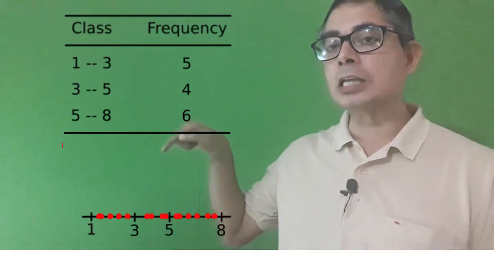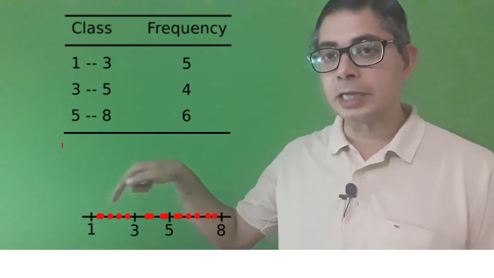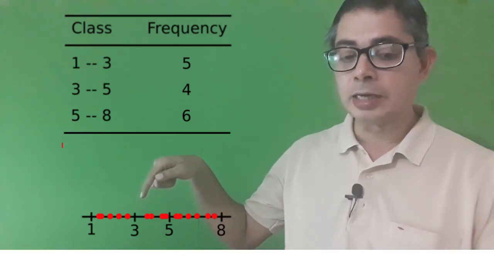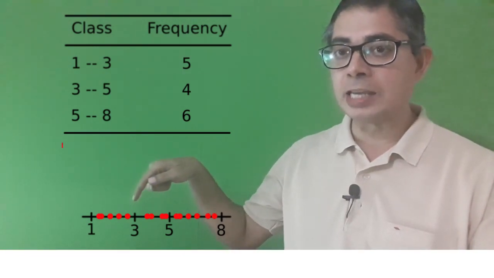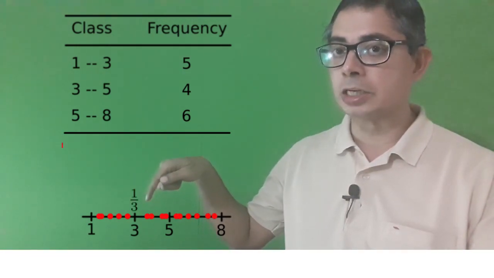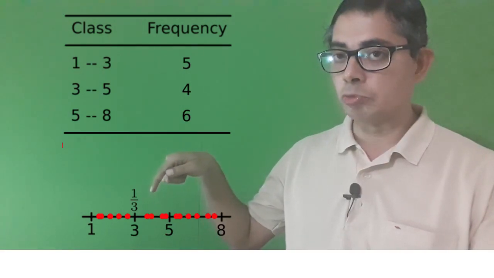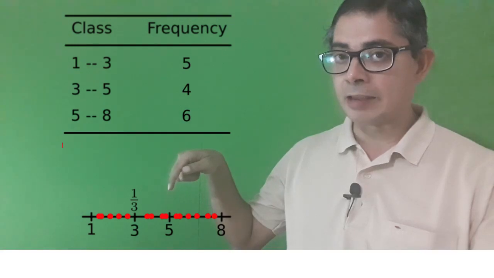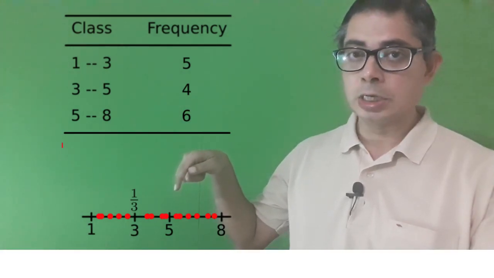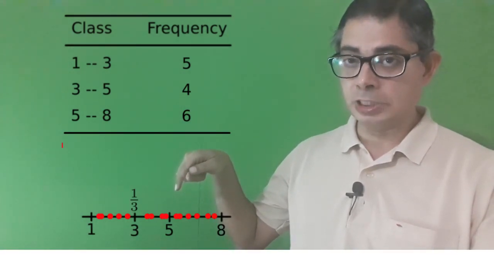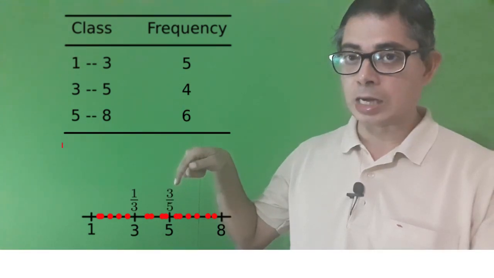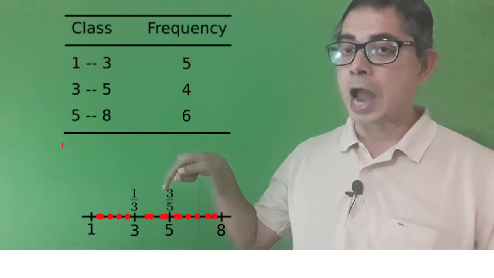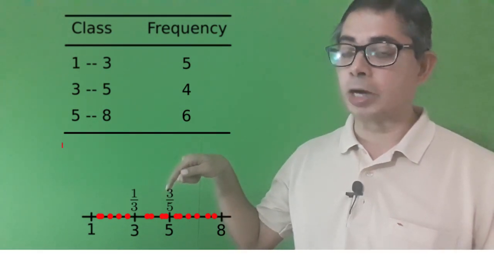Suppose that I start walking from this end towards that end. Now, when I arrive here, I have crossed 5 out of 15, that is 1/3 of the points. I continue walking, and somewhere here I cross the halfway mark. When I arrive here, I have crossed 9 out of 15 points, which means 3/5 of the points. So, half will be somewhere here. I need to know where that half mark will be.